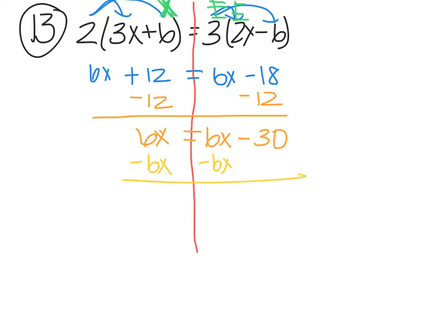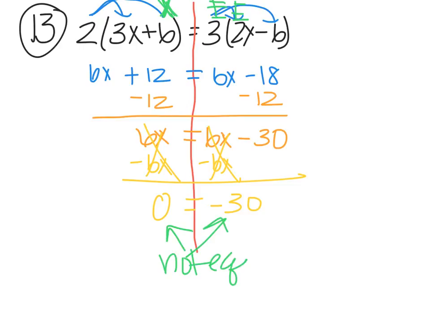6x minus 6x is going to give me 0. Those cancel, and I get negative 30. Anytime you end up with two numbers where these two numbers are not equal, that tells us that there is no solution. Okay?